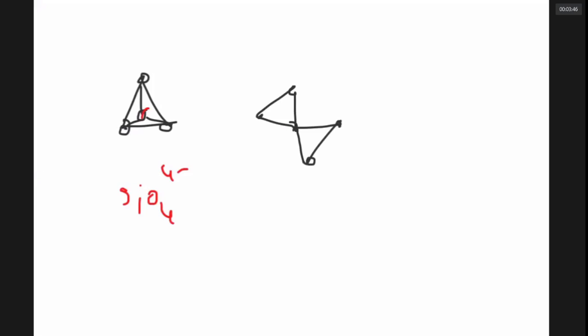So what is this, sir? Orthosilicate. What is this, sir? Pyrosilicate, Si2O7 6 minus. Sir, next, if two corners are shared, only one is shared here, now two are shared.